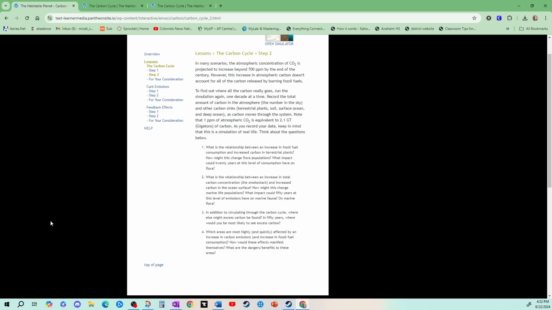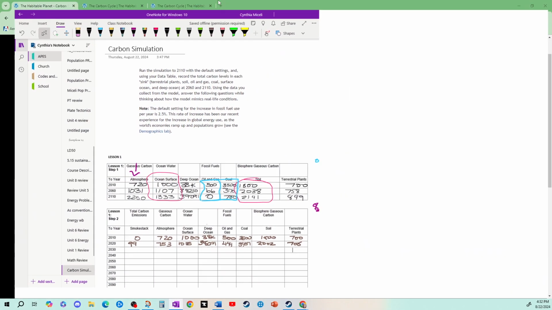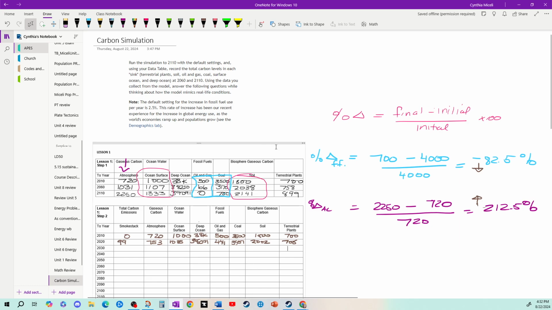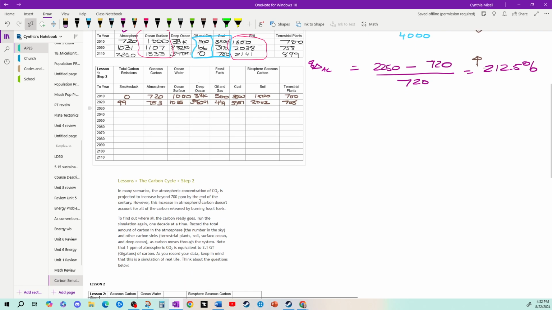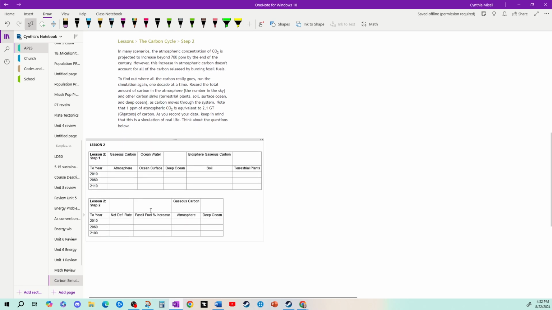So I'm guessing the hardest thing for y'all to do today was doing that percent change calculation. So we did that together. Hopefully that's helpful. And this one, you just fill it out, look at the data table, and answer the questions accordingly. There's not calculating on the next part. And then lesson 2 is just kind of more of the same. Change the settings, record what you found out, and then just answer the questions.